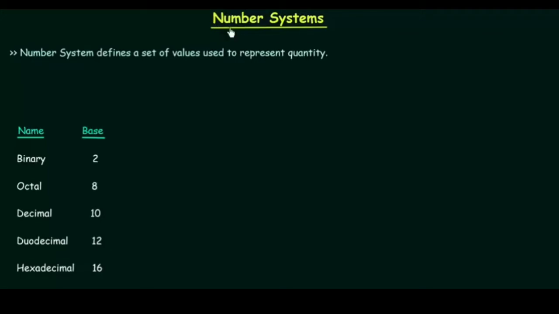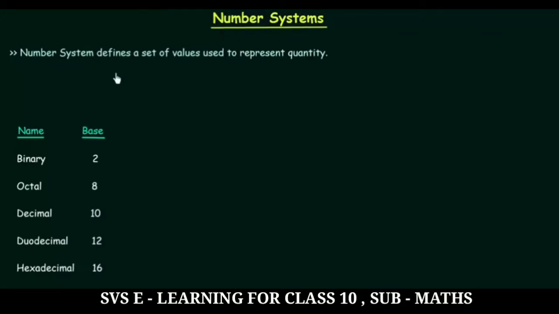In this lecture, we will start number systems. Number system defines a set of values used to represent quantity. Let us consider any quantity, and this quantity is represented by decimal number 7392. This is in decimal. We can also represent the same quantity in any other number system like binary, octal, duodecimal, hexadecimal.